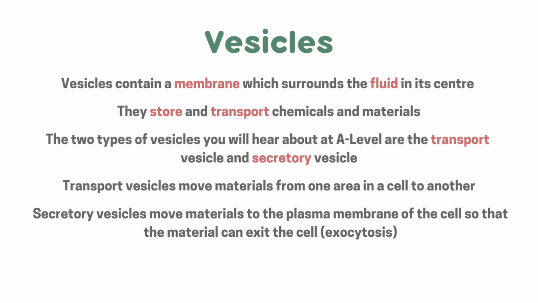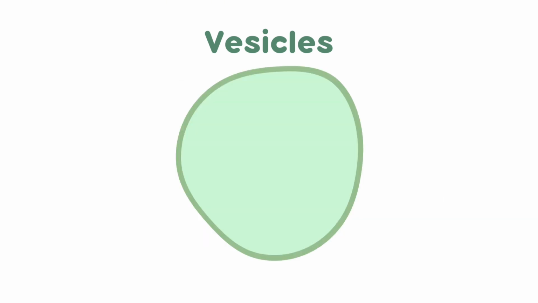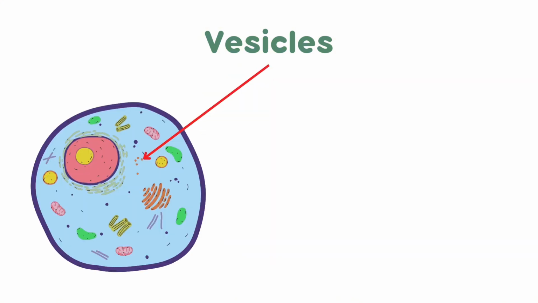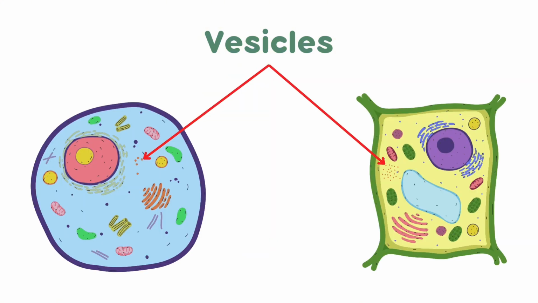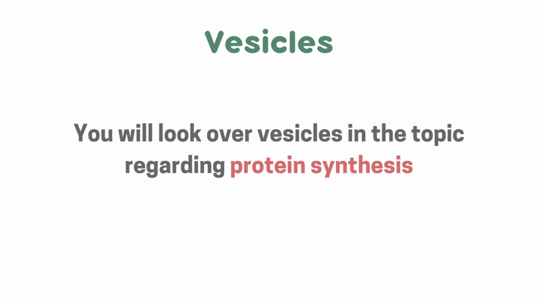This is called exocytosis. Here is a vesicle that contains the inner fluid and the membrane. Here is a vesicle on an animal cell and a plant cell. You will look over vesicles in the topic regarding protein synthesis.